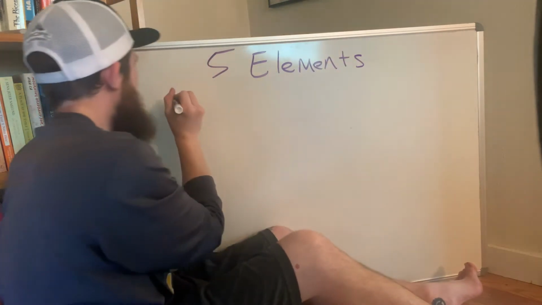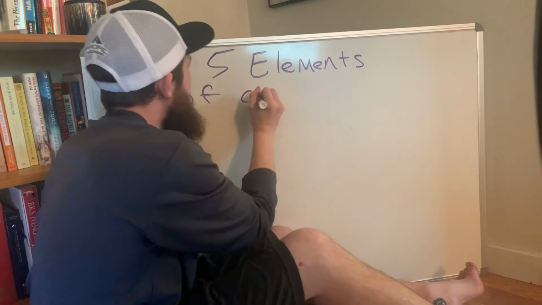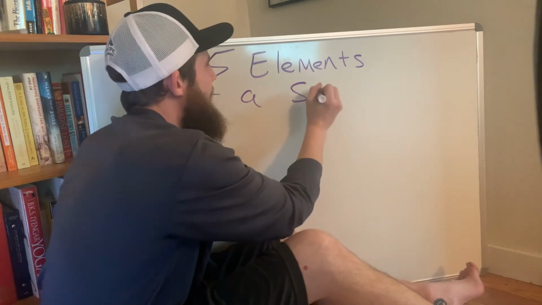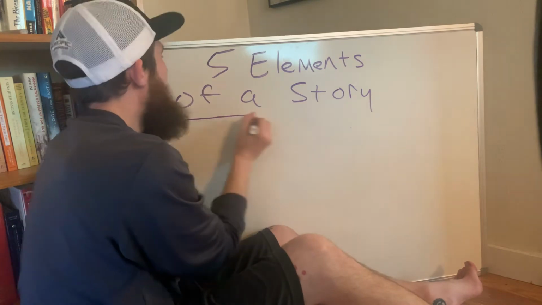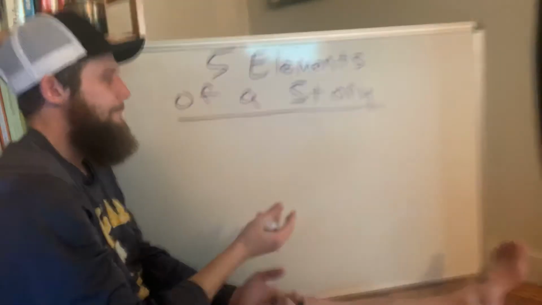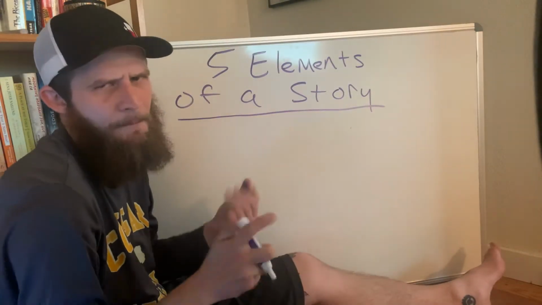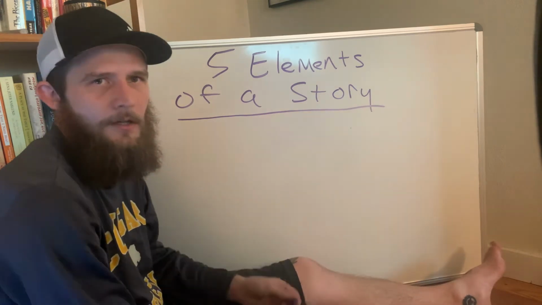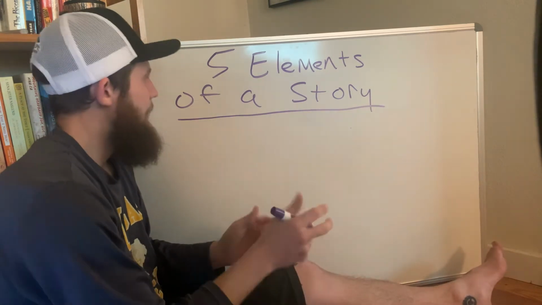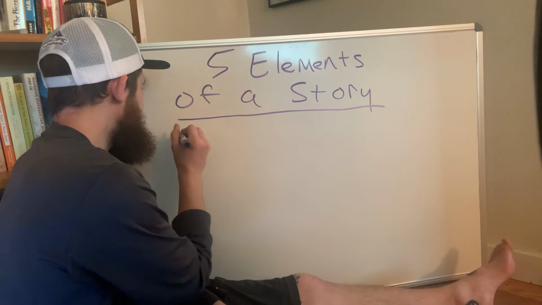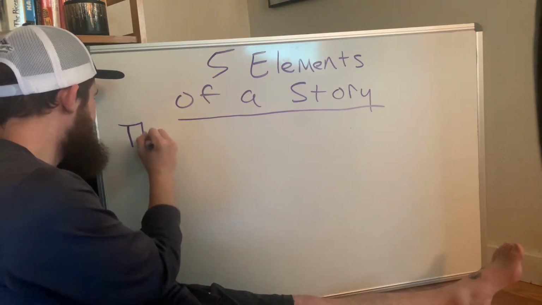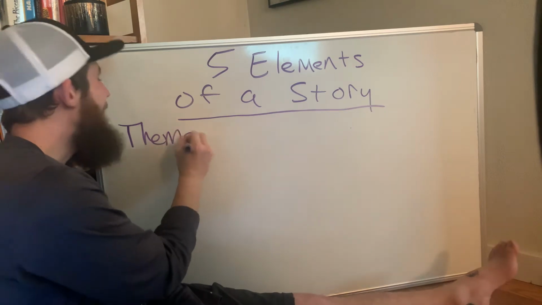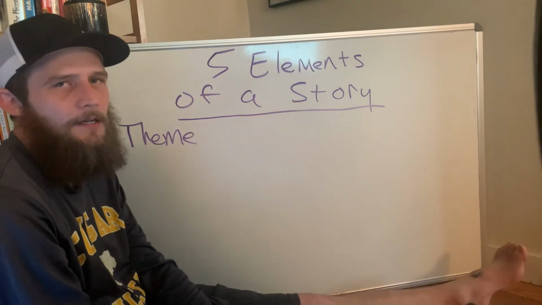Let's just do 5 elements of story. Because we're writing a short story, right? But these elements go across that boundary. It's not just short stories. So we have theme. Let's write them over here. And that's the one that we're picking from Harry Potter.